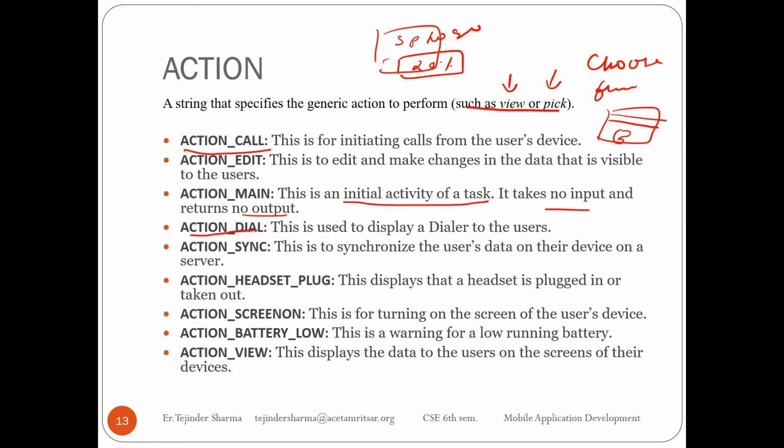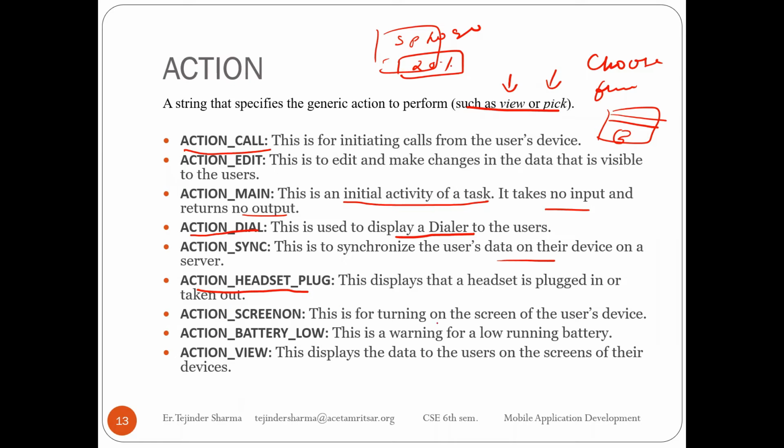Then action dial. This is used to display the dialer to the user. Synchronize means synchronizing the user data on their device. Your data is synchronized to the cloud, whichever cloud is deployed on your Android device. It could be Google Cloud, it could be Samsung Cloud. Now, whenever you plug in your headset, you will say start playing music when the action headset plugged occurs. It means the headset has been plugged into your device, so you start playing the music.